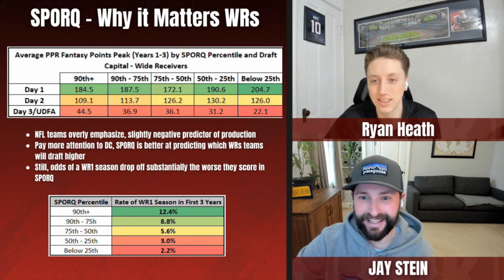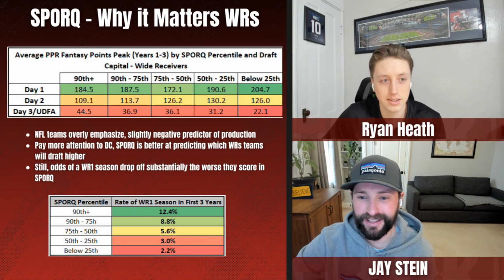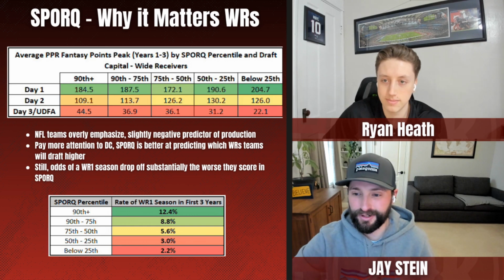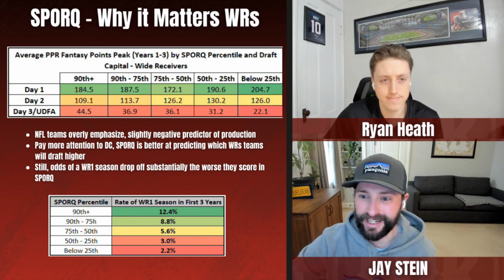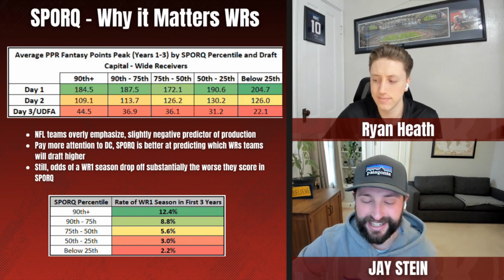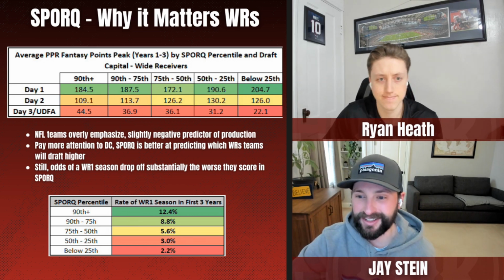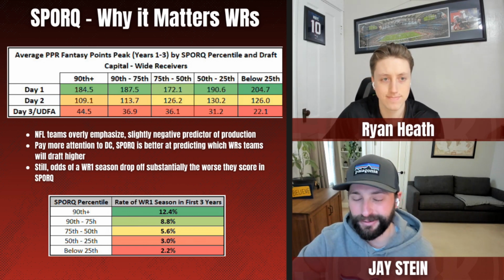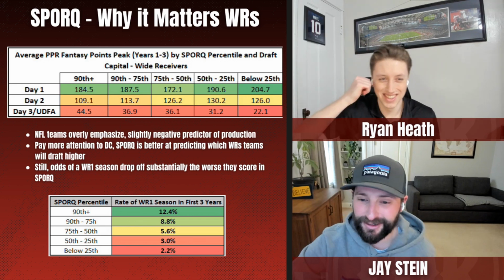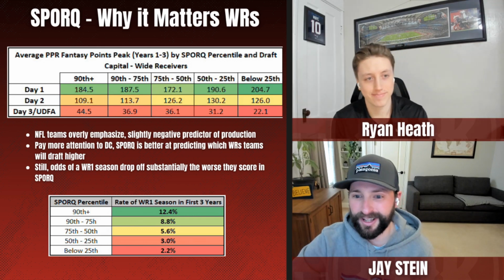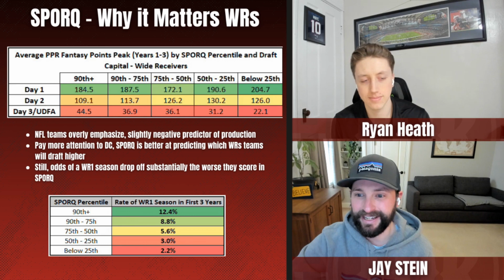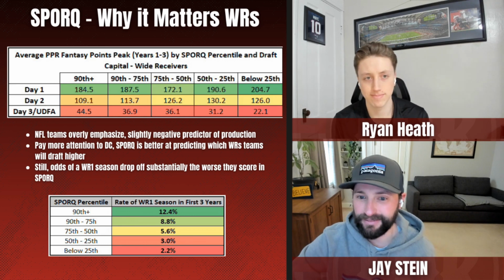Yeah. Okay. And then let's move on to wide receivers. I think we touched on this when we were talking about the wide receiver model and the negative correlation. But as you can see in day 1, if you go to below the 20th percentile, that's the darkest green, the highest fantasy points number there. So talk to us about what's going on there. Why is that happening? And what can we take away from that?